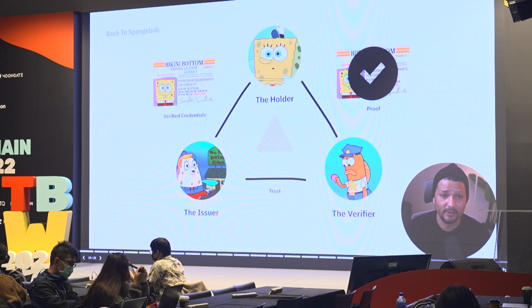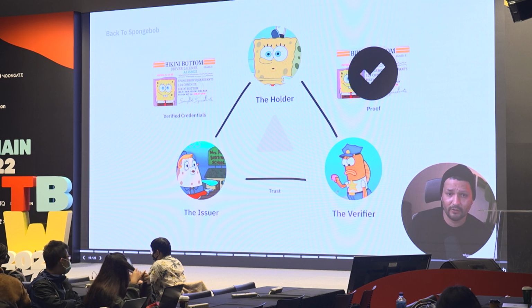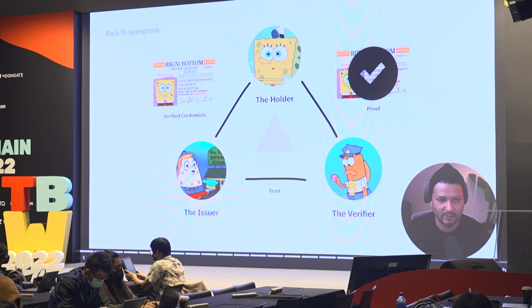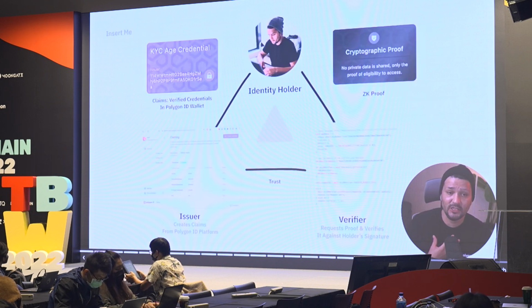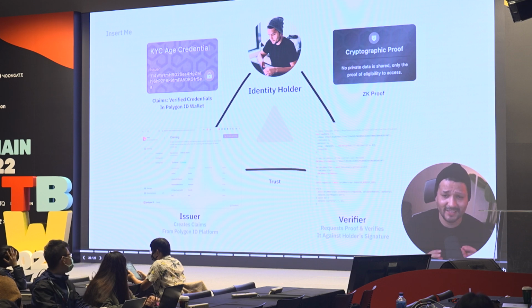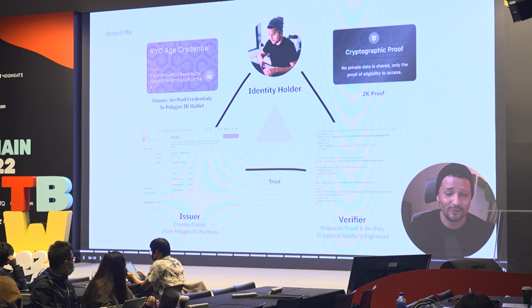So let's go back to the example, right? We have the holder, the verifier, the issuer, the verified credentials, the proof that's given to the verifier to be able to verify those credentials, and there's a trust between the verifier and the issuer. So let's take a real world example. Let's replace SpongeBob with myself. So I'm the identity holder, right? In this case, the verifier will be like a prompt in terms of script. And we're going to get into what this looks like, and we're going to set this up. Hopefully the demo gods are good to me today in showing this demo.